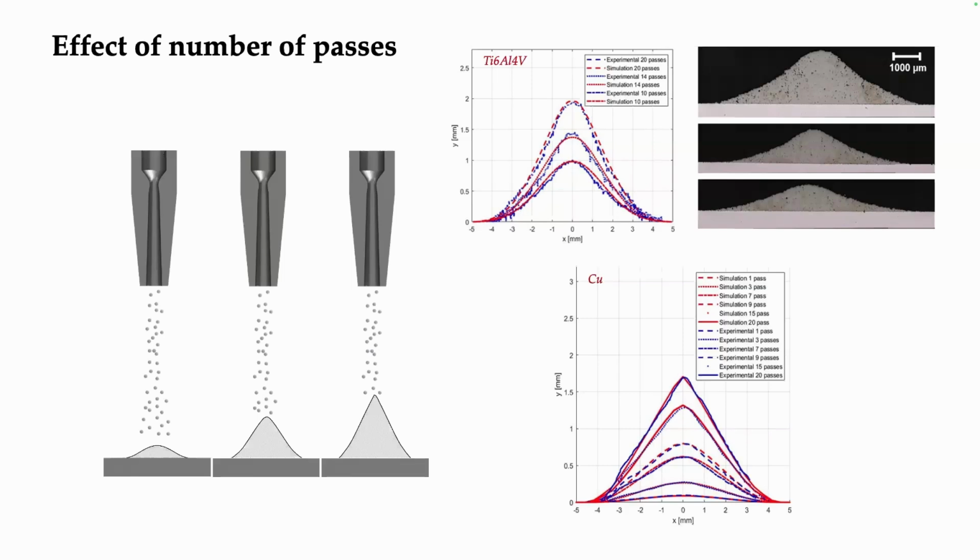Here, in the case of copper, you can even better see the evolution from the Gaussian shape to the triangular shape as we increase the number of passes from 1, 3, 7, 9, 15 to 20 passes.